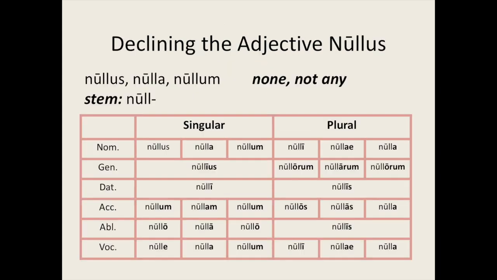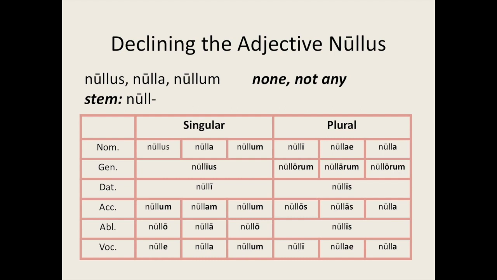Nullus is part of the group of first and second declension adjectives. It has the following forms. In the nominative singular, nullus, nulla, nullum. In the genitive singular, nullius, nullius, nullius. In the dative singular, nulli, nulli, nulli. In the accusative singular, nullum, nullam, nullum. In the ablative singular, nullo, nulla, nullo. In the vocative singular, nulle, nulla, nullum.